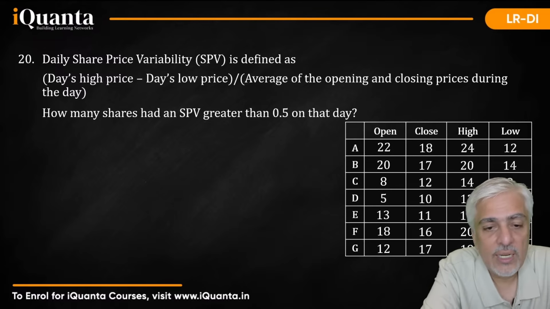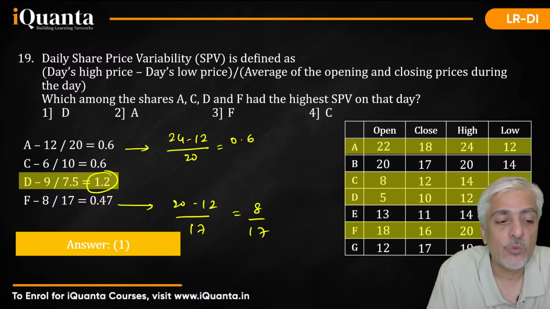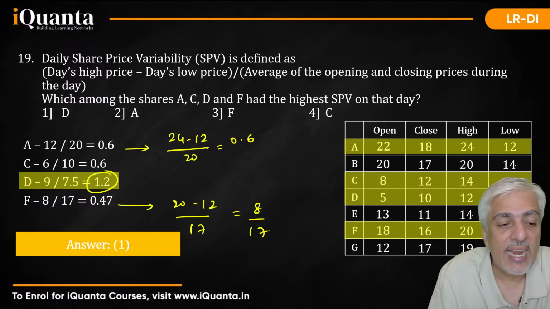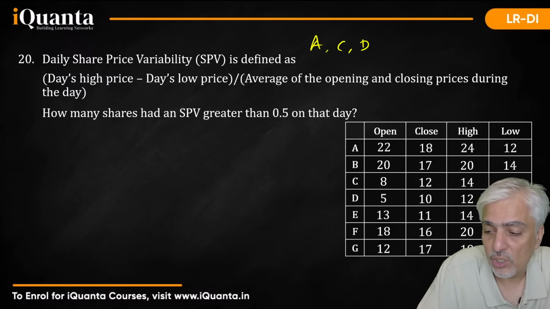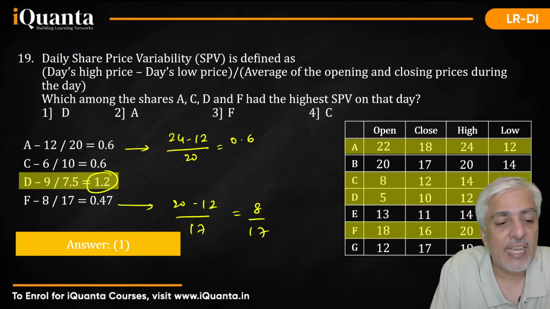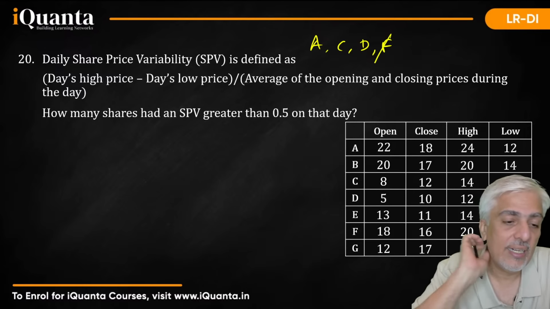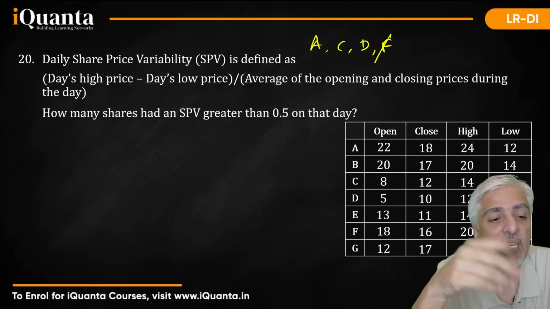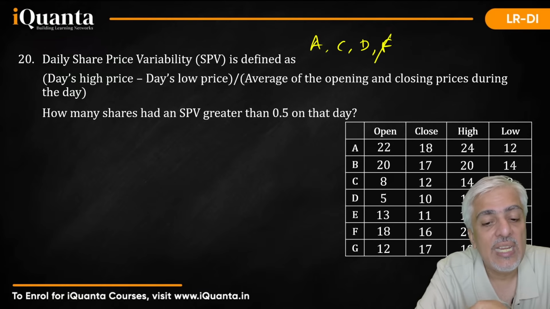What about the next one? How many of the shares had a SPV greater than 0.5? Now the best part is that in the previous question we have already finished 4. A, C, D, F. So A, C, D, F is already done. Of these, F's SPV is 0.47, rest all are above 0.5. So 3 are already above 0.5. I have to check only the remaining. That means I have to check B, E, and G.